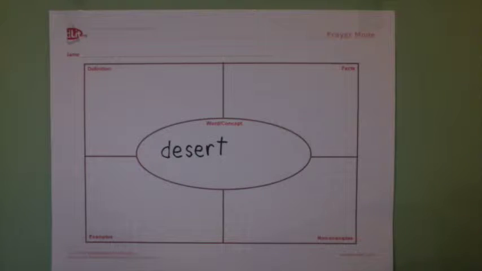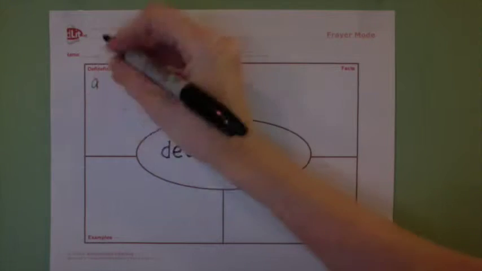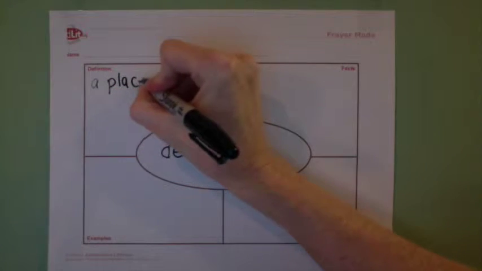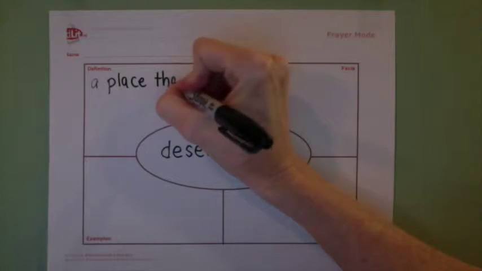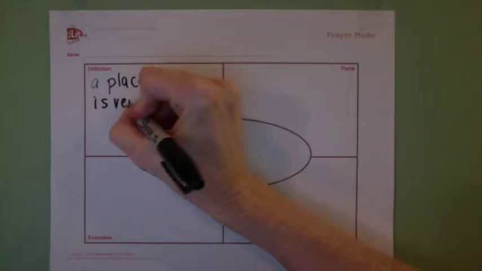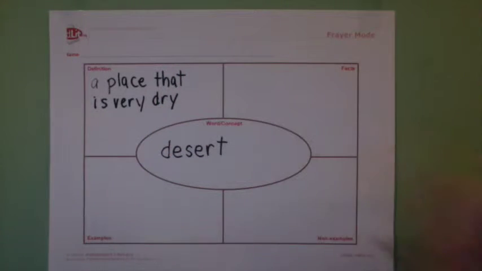What does that mean? And we might say that a desert is a place that is very dry. If students have trouble coming up with the definition, I might go back and read the first page of the book, which gives that definition.